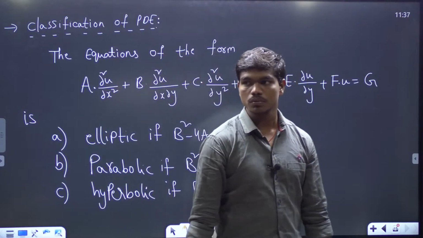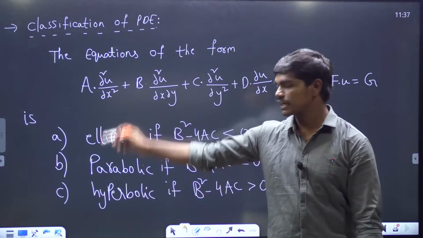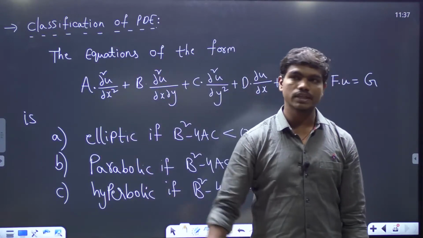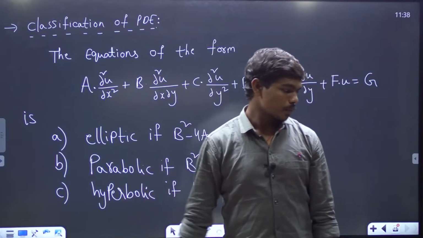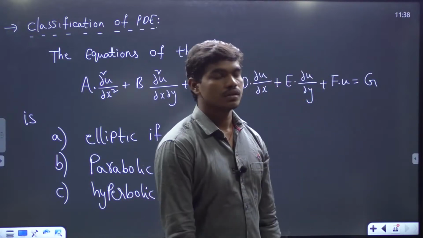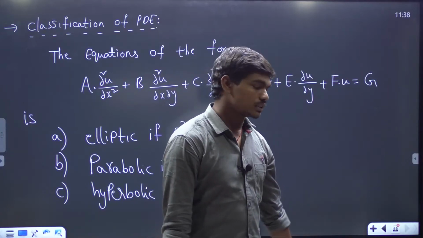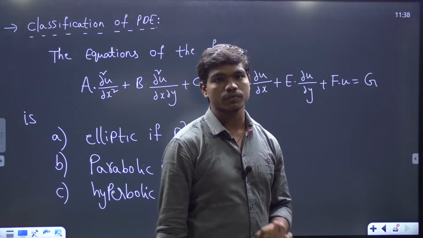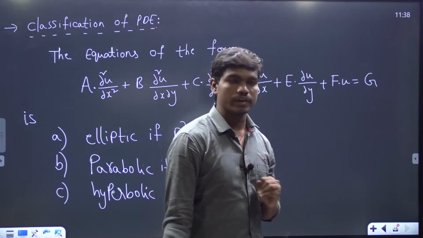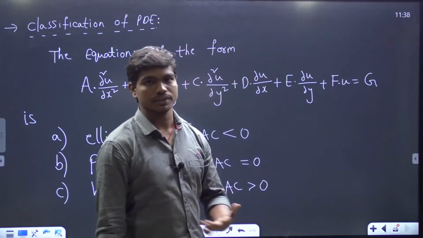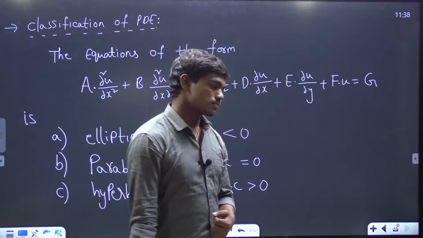Is it clear how to identify what kind a partial differential equation is? There are basically three kinds: elliptic, parabolic, and hyperbolic. We'll work out some examples on this, and after that we'll introduce three kinds of equations, basically the wave equation, heat equation, and Laplace equation, and we'll end this module of partial differential equations.